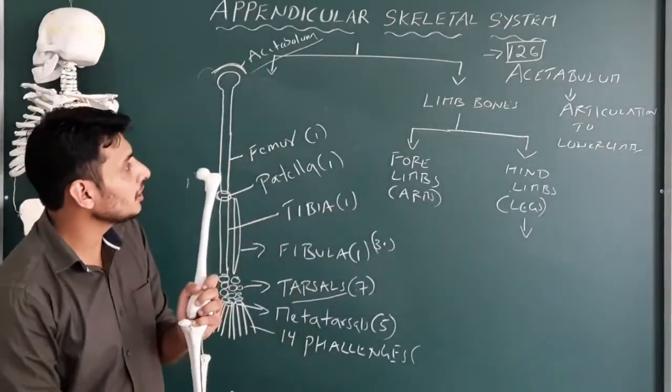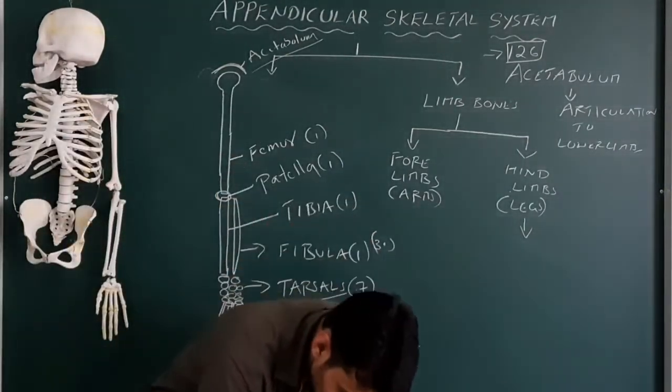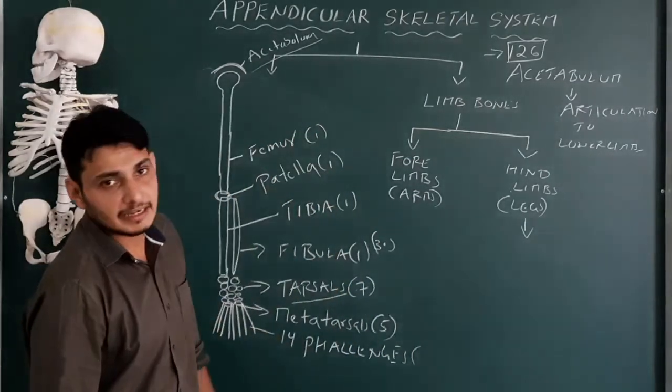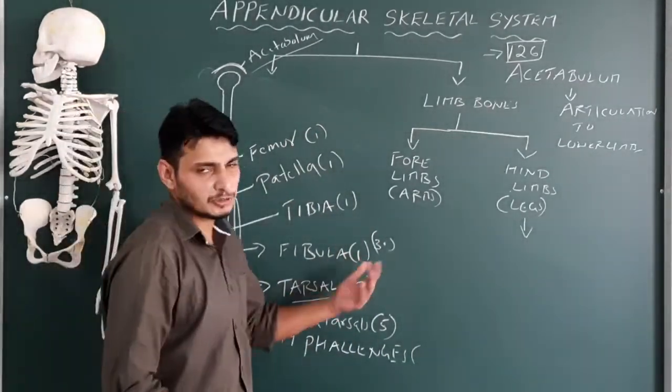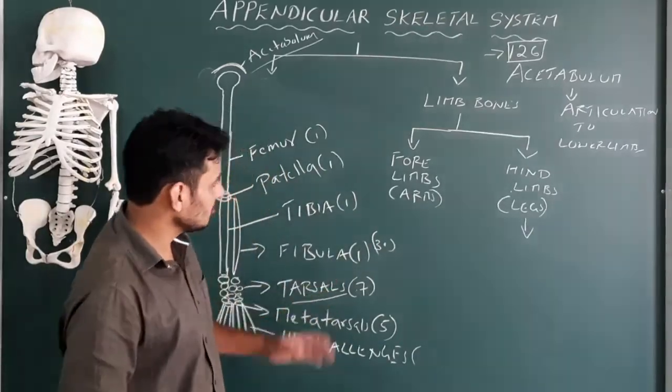So that's all about the appendicular skeletal system. I hope you understood. It's very simple, very easy. You can expect around 1 question from this particular skeletal system in your competitive examination. Anything could be asked, so remember that it's very simple.